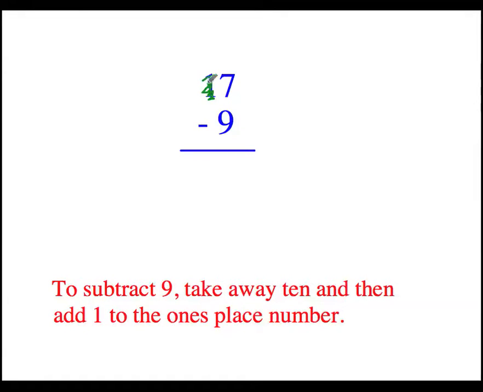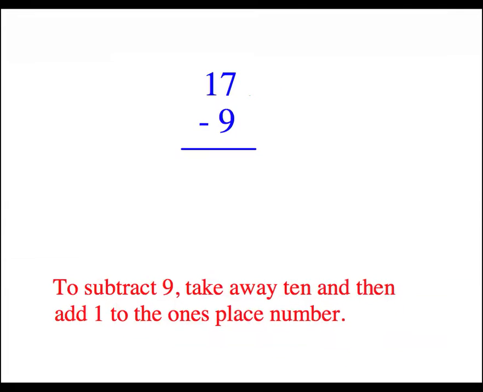Remember, get rid of that 10 and then just leave 1 block behind though. Instead of taking away all 10 pieces in the tens place, just break 1 off the top, move it over to the ones place. So we're adding 1 to the number that's in the ones place. And when we do that, we get our answer to 17 minus 9. 17 minus 9 equals 8.